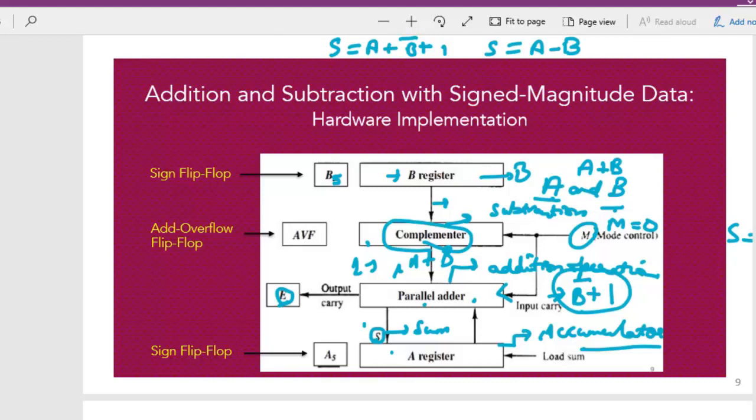Tomorrow we will be discussing the flowchart for this addition and subtraction operation for signed magnitude data.